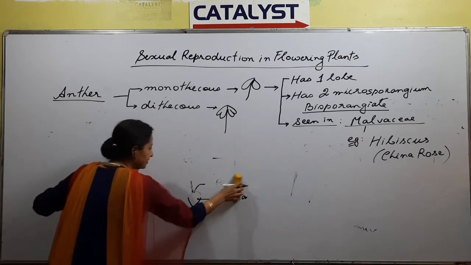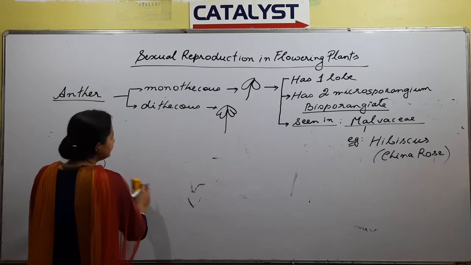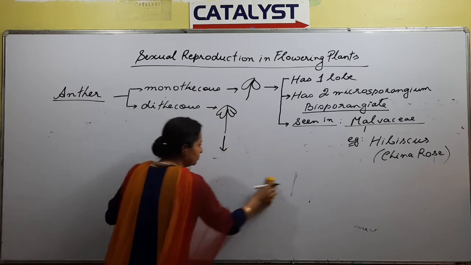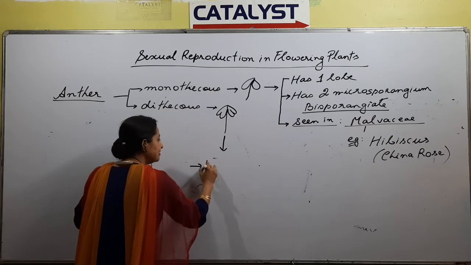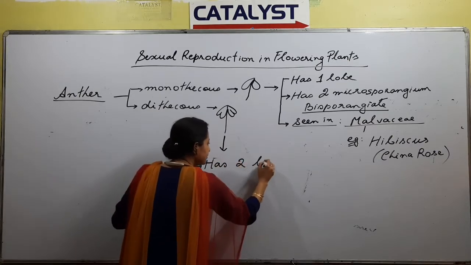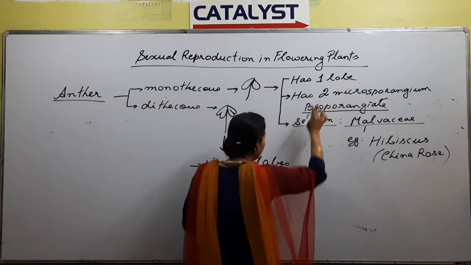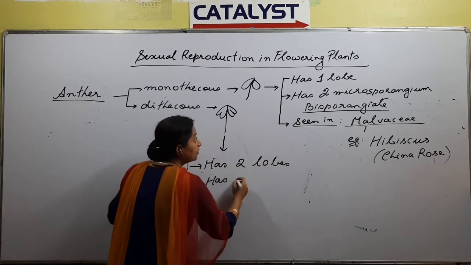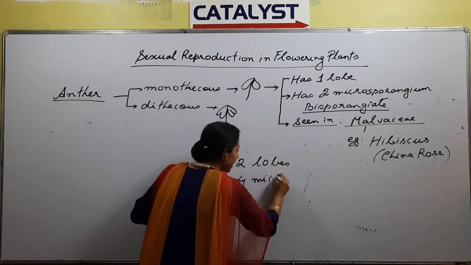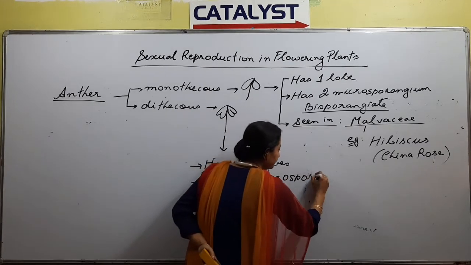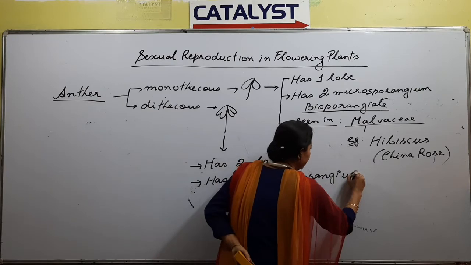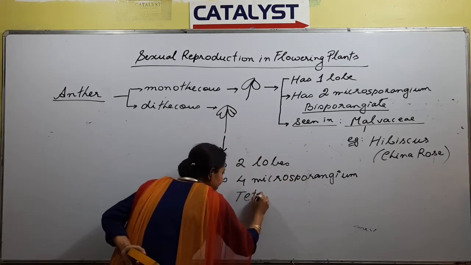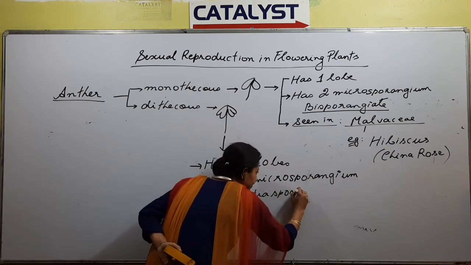The second type of anther that we see is something called as dithecous anther. In case of dithecous anther, the information that we know is it has 2 lobes. Earlier, how many did we have? It had 1 lobe. Here, how many are there? It has 2 lobes. Next, it has 4 microsporangium. So we will be using a word called as tetrasporangiate.